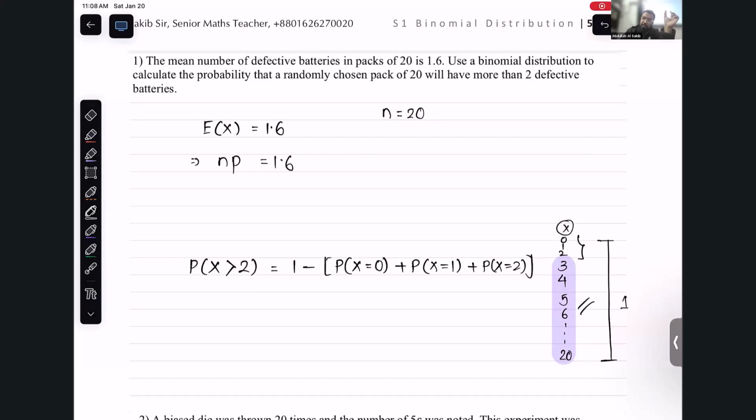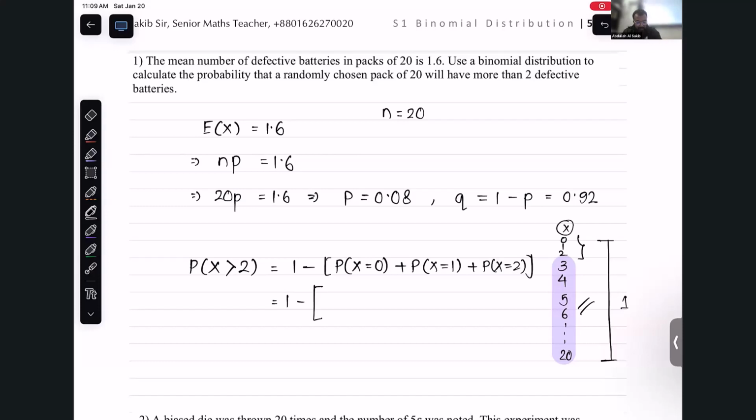And that's equal to 1.6. So N is 20, times P equal to 1.6. So we can find P here. 1.6 divided by 20. That is 0.08. So P is 0.08. So what will be the value of Q? 1 minus P. That is 0.92. Is it okay, Baba? Clear? So let's use the formula, 1 minus.